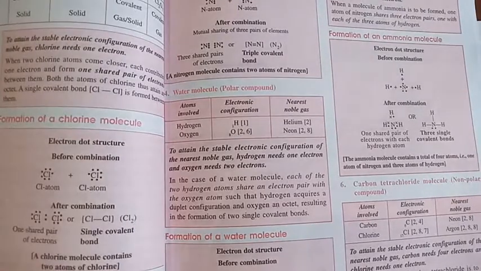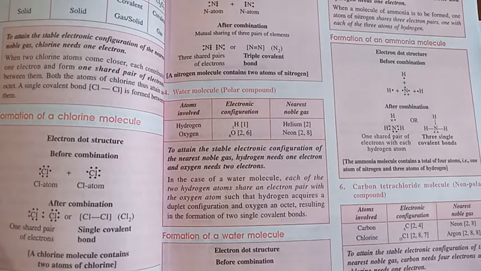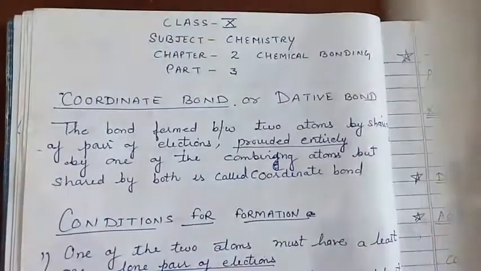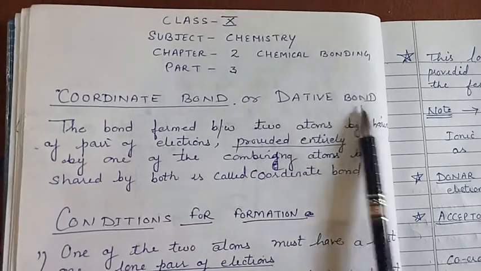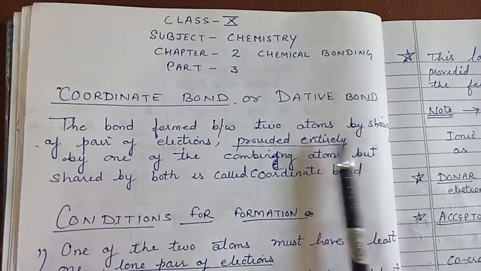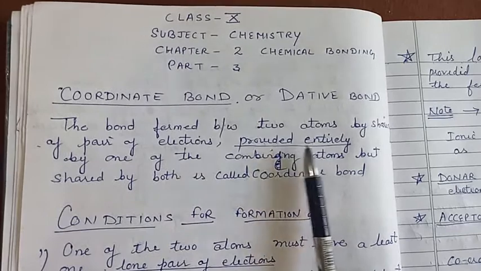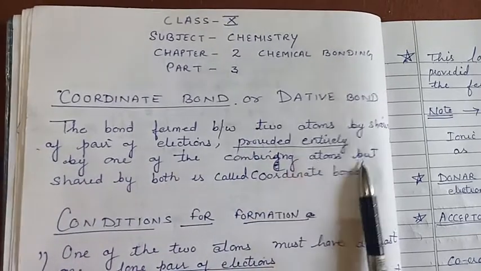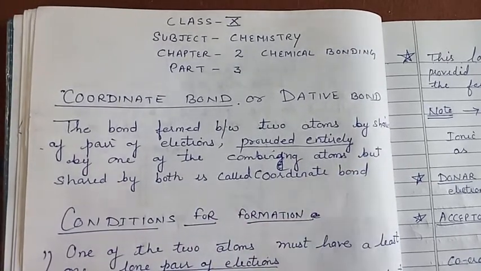And today in this video, chapter 2 part 3, we are going to do the third type of chemical bond, that is coordinate bond, which is also known as dative bond. The bond formed between two atoms by sharing of a pair of electrons provided entirely by one of the combining atoms but shared by both is called a coordinate bond.